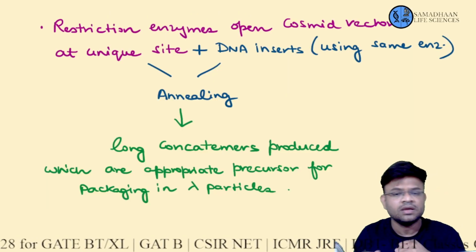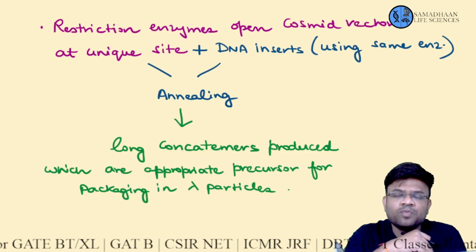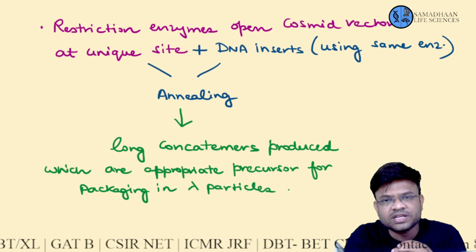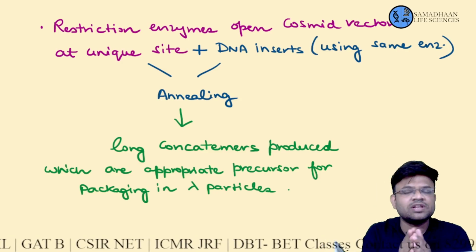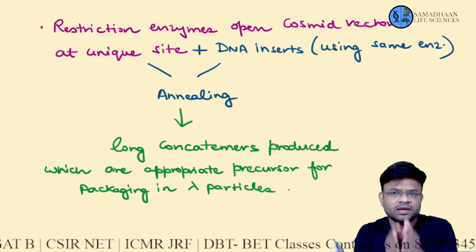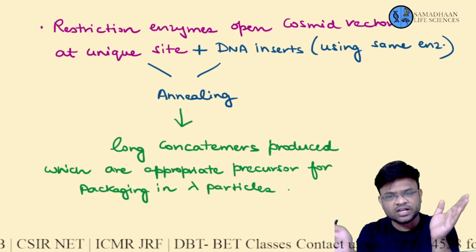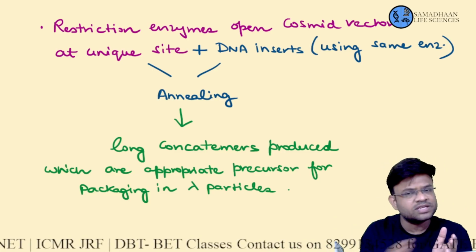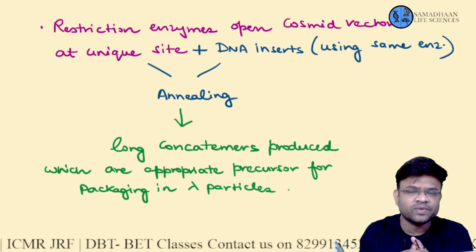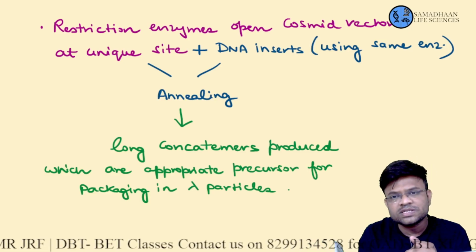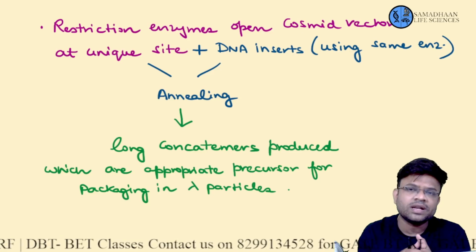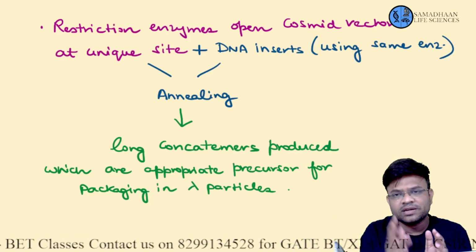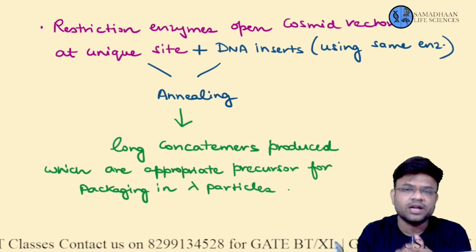Now restriction enzymes open the cosmid vector. As I have already told you, you can make use of restriction enzymes, and the restriction enzyme will be cutting the cosmid vector at unique sites. So there are unique sites present inside the cosmid vector. I told you EcoR1 site was present, or SMA1 sites were present. So there can be different sites present on the cosmid vector. The cosmid vector can be opened up.